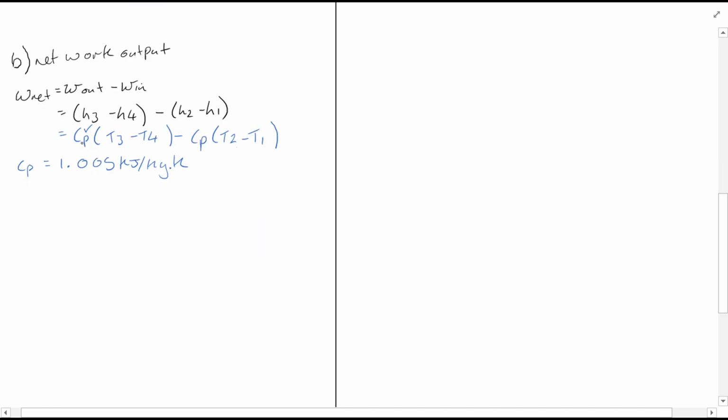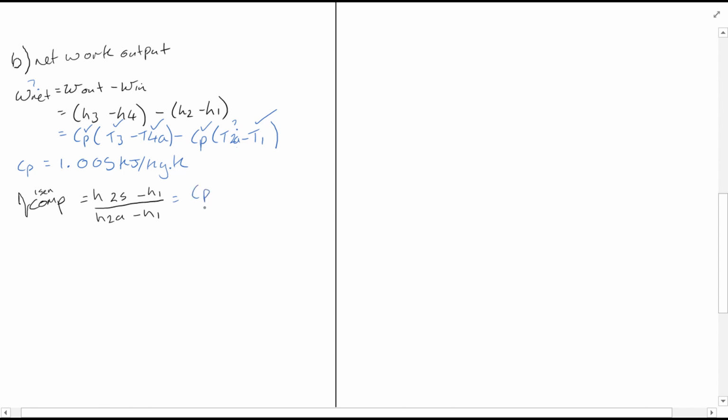Okay, so CP is known, T3 has been given, and T4A we've previously just calculated, and T1 was given. T2A we haven't calculated yet, so we need to calculate that in order to calculate the net work. Looking at the datasheet that's given, you'll see, or you may already know, that there's an equation for the isentropic efficiency of the compressor.